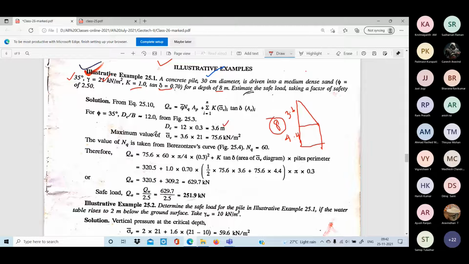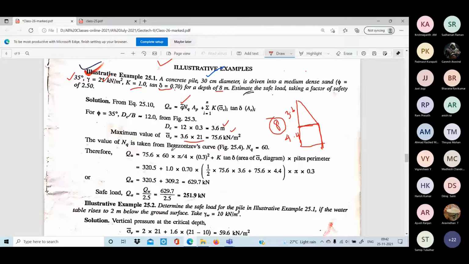Then what we have to do, maximum, this delta V is nothing but the vertical stress. Vertical stress is 3.6 multiplied by unit weight of the soil. This is the maximum value you can get. After that it is constant. Now substitute in this particular equation. So here, what is that equation? How do you find out?